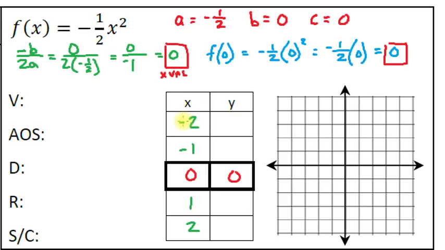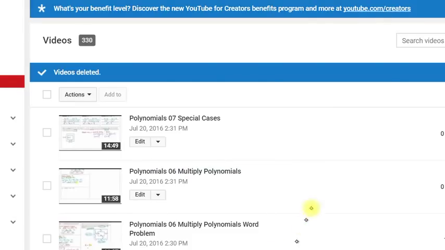Next step is calculate the y values of the table. So what you'd be doing in this case is you got to find f of negative 2, and f of negative 1, and f of 1, and f of 2. Let's quickly do one of those.